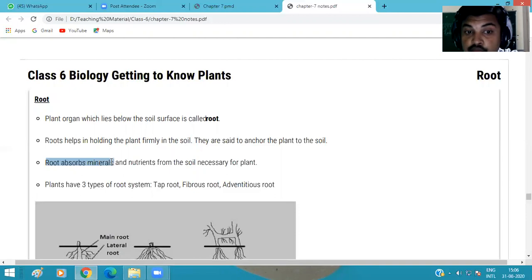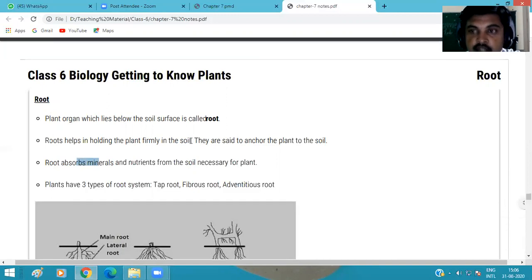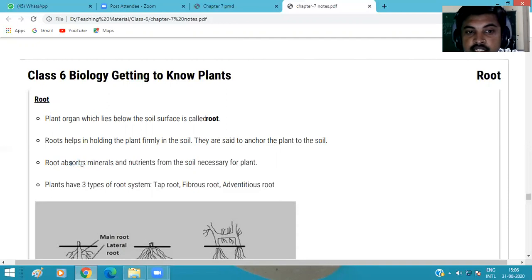What is the function of roots? First, it anchors in the soil, holding the plant firmly, meaning strongly, in the soil. Second, it absorbs minerals from the soil. And third, it absorbs nutrients and water from the soil, which are necessary for the plant.